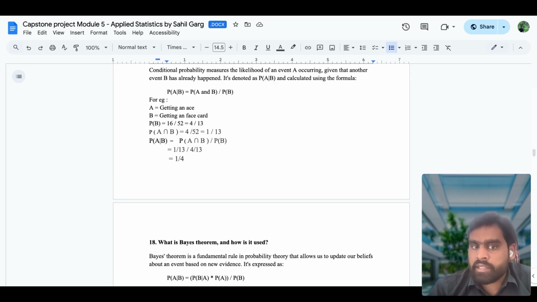As A is ace, in each suit we have one ace, so in total we have four ace cards. So A intersection B would be 4 upon 52. That is 1 upon 13.